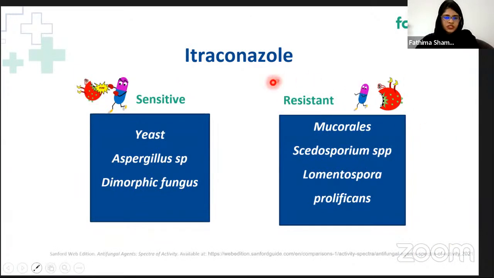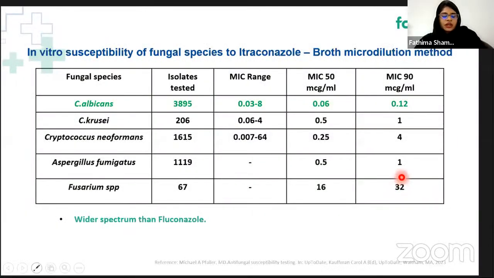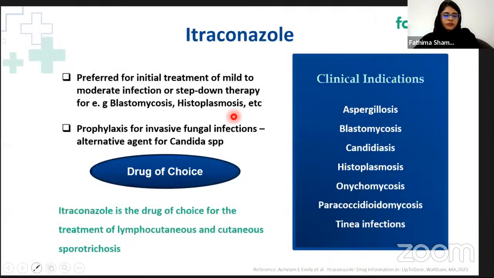Next, we have itraconazole. Itraconazole can cover yeasts, Aspergillus, and dimorphic fungi. It is resistant to Mucorales, Pseudallescheria species, and Lomentospora prolificans. But when we compare fluconazole and itraconazole, it has a wider spectrum of activity. It is preferred for initial treatment of mild to moderate infections or step-down therapy in fungal infections like blastomycosis and histoplasmosis. It's also given as prophylaxis for invasive fungal infections as an alternative agent for Candida species. But when we come to drug of choice, itraconazole is the drug of choice for the treatment of lymphocutaneous sporotrichosis. Other clinical indications where it is used as an alternative drug are aspergillosis, blastomycosis, candidiasis, and tinea infections.